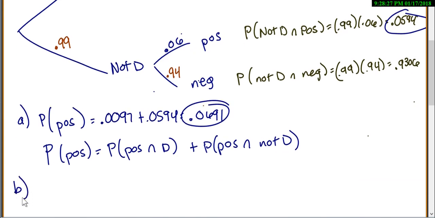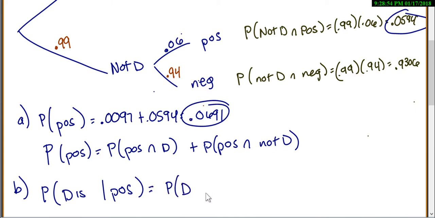Now let's try B. B says if your blood test is positive, so if it's positive, that means it goes here in the if position, then what is the chance that you have the disease? So we're looking for the probability that you actually have the disease if you get a positive test result, which is a good thing to know, right? Because if you go to the doctor and get a positive test result, you want to know the chance you have the disease. So we say, well, that's a conditional probability.